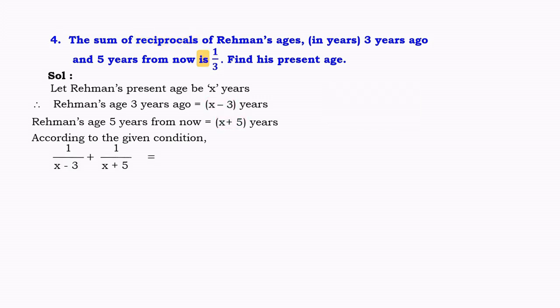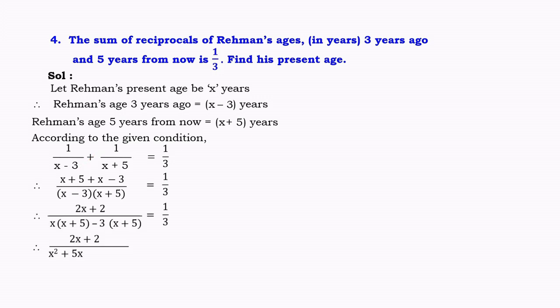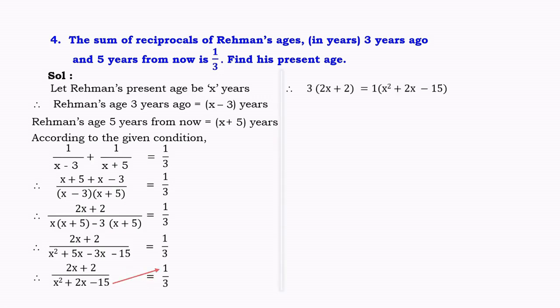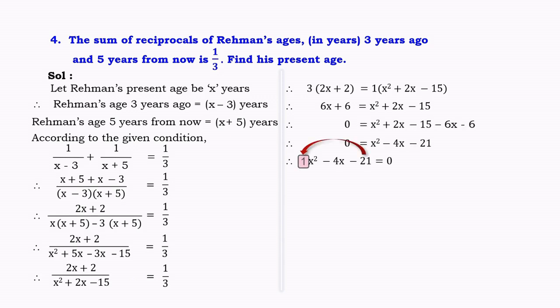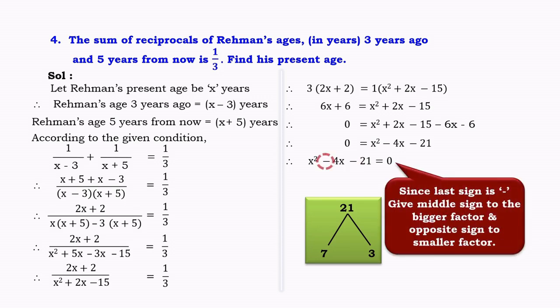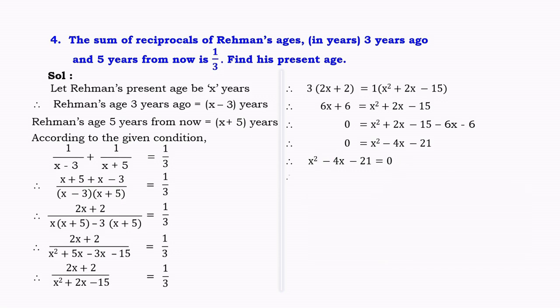Now, we add the two fractions by taking a common denominator and simplify the expression. After simplifying and cross-multiplying, we get the quadratic equation x squared minus 4x minus 21 equals 0. Now, we need to factorize this quadratic equation. We have to find two factors of 21 such that their difference is 4. The factors are 7 and 3 because 7 minus 3 equals 4. Since the last term is negative, we give the middle sign to the bigger factor and the opposite sign to the smaller factor. Using these factors, we split the middle term and factorize the equation.